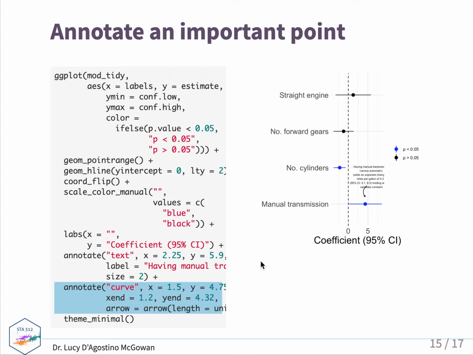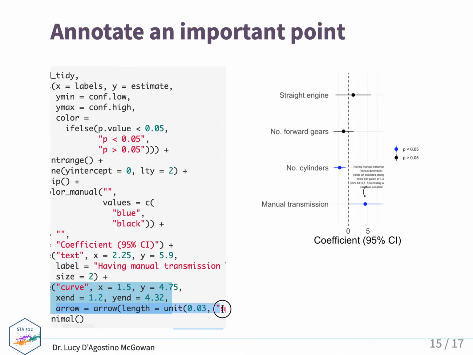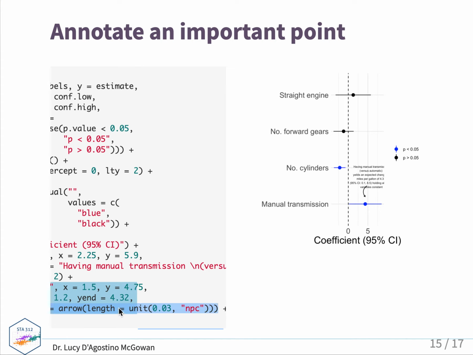And then finally, in addition to adding text, you can also add things like arrows. And so now instead of saying annotate text, I'm going to say annotate curve. And this has a couple extra parameters because I need to tell it where I'd like this curve to start. So x equals 1.5 and y equals 4.75. That's where it starts. And I also specify where I want it to end. So x equals 1.2 and y equals 4.32 is where I wanted it to end. And then I'm going to say arrow equals, and then arrow length equals, this is how you'd like it to be length. And so in this case, I'm going to say unit 0.03 NPC.